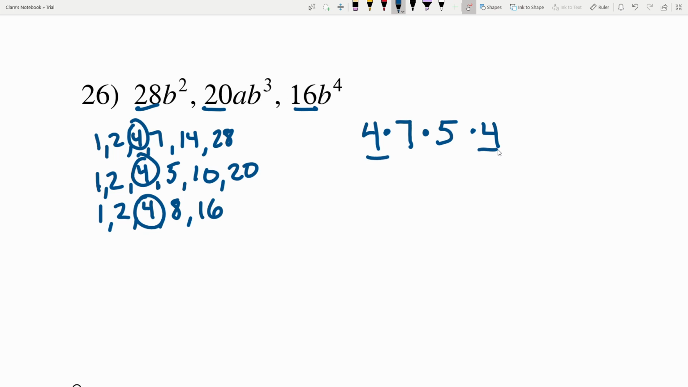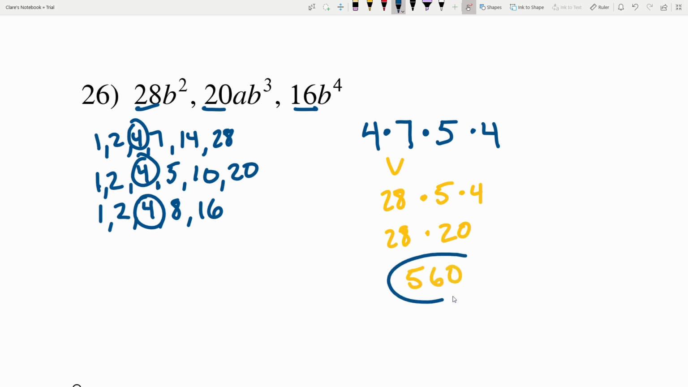So here I have 4 times 4, that's my 16. 4 times 5, that's my 20. And 4 times 7 is my 28. So whatever number this multiplies to give me is also going to be divisible by 16, 20, and 28 because I've created those numbers among this. So let's go ahead and multiply this out. 4 times 7 is 28. So I have 28 times 5 times 4, which is going to be 28 times 20. And 28 times 20 is 560.